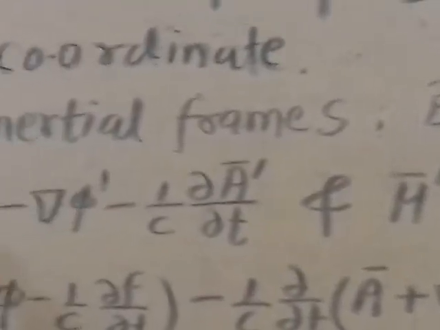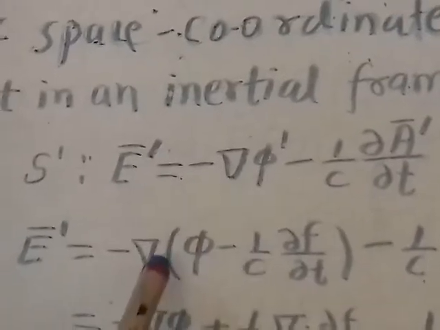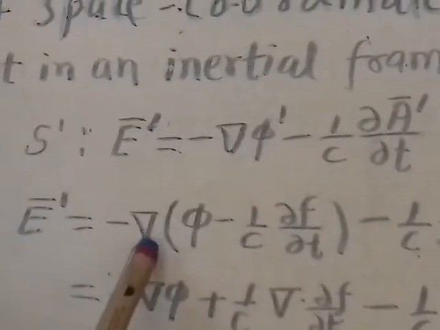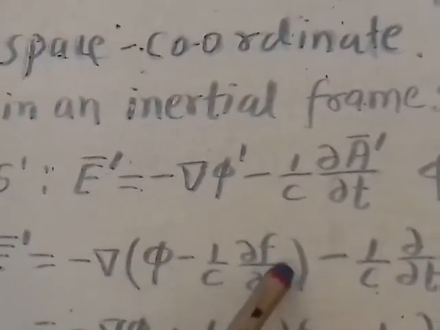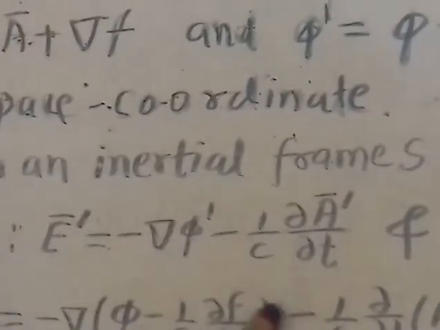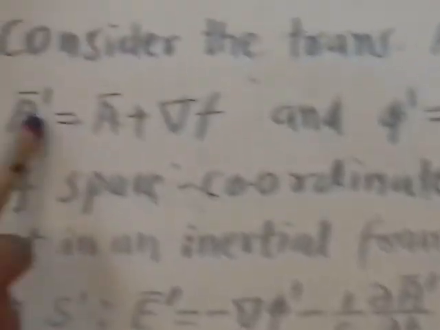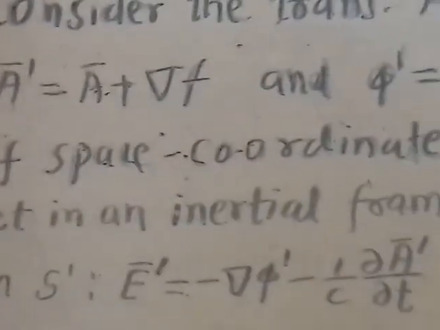Now we can prove Ē' is equal to Ē and H̄' is equal to H̄. So if you consider the first term, Ē' is equal to minus gradient of φ', which from this equation is φ minus (1/c) ∂F/∂t, and then minus (1/c) ∂Ā'/∂t. Here Ā' means Ā plus gradient of F.